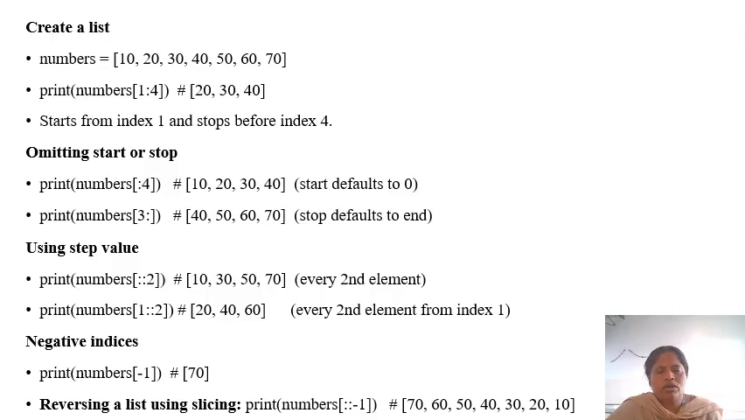Step 2 means it is going to be incremented in the second position values. So start with the 0th index value, and the next index value is 2, and the next index value is 4, and 6 and 8, like that. Okay, it is going to be incremented.